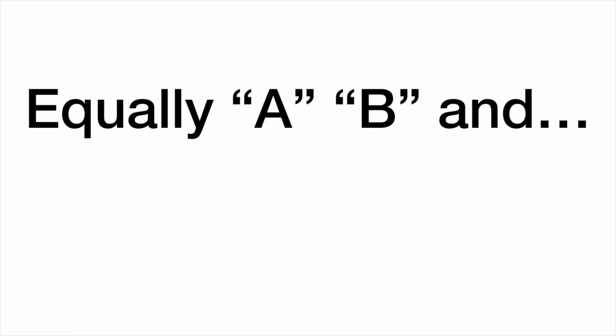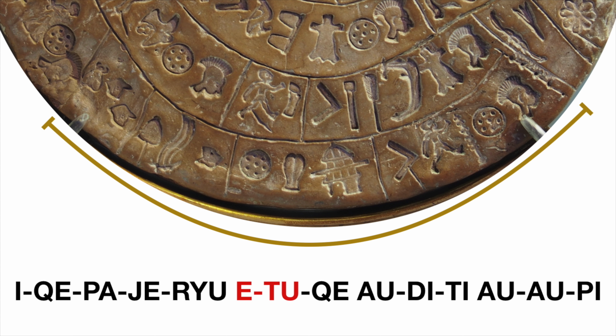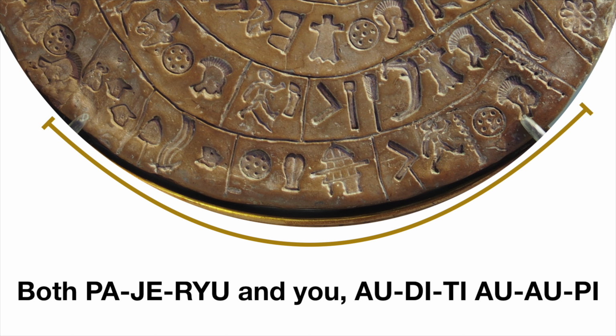The construction was originally something like equally A, B, and. Then the Romans later simplified it to and A and B. Now notice that second word, et tu. That's Latin, et tu Brute, you too Brutus. Both paieriu and you, auditi aup. That dt shows up all over the disc in different forms. That has got to be deity. More, almost pure Latin. And I know who Auditi is.